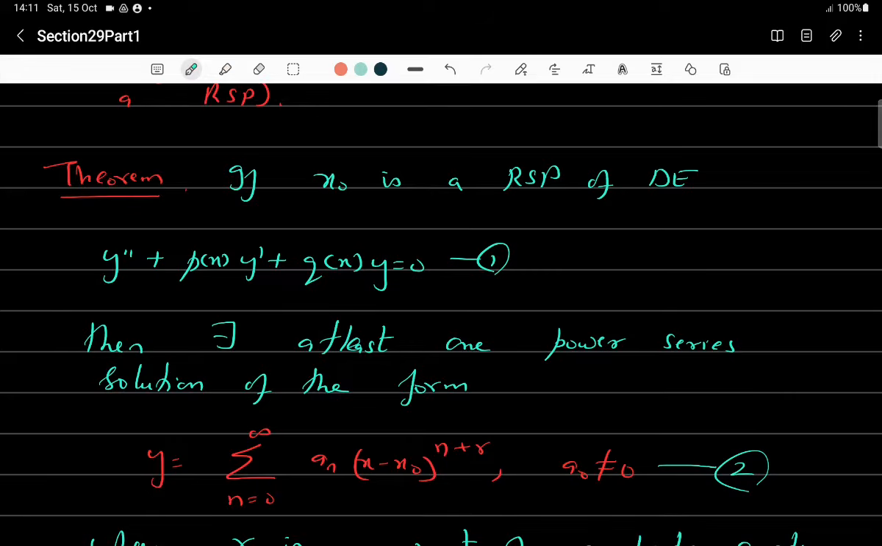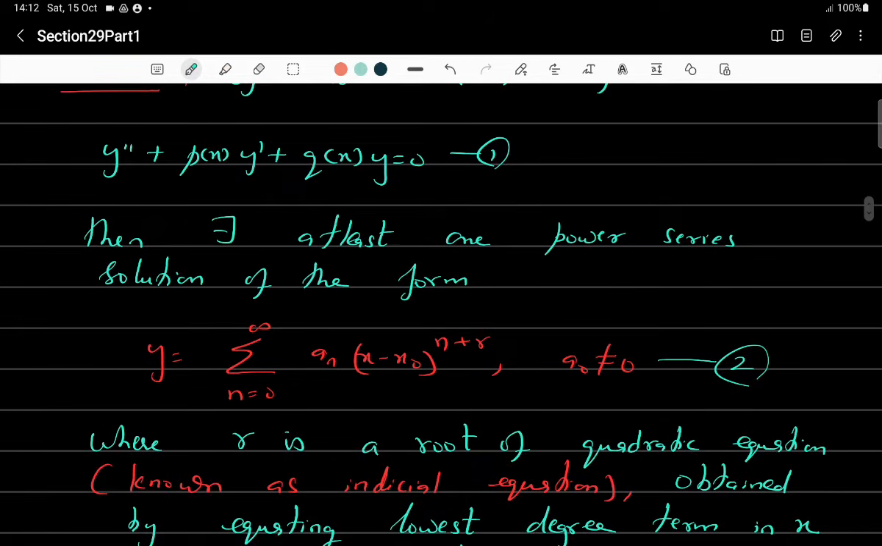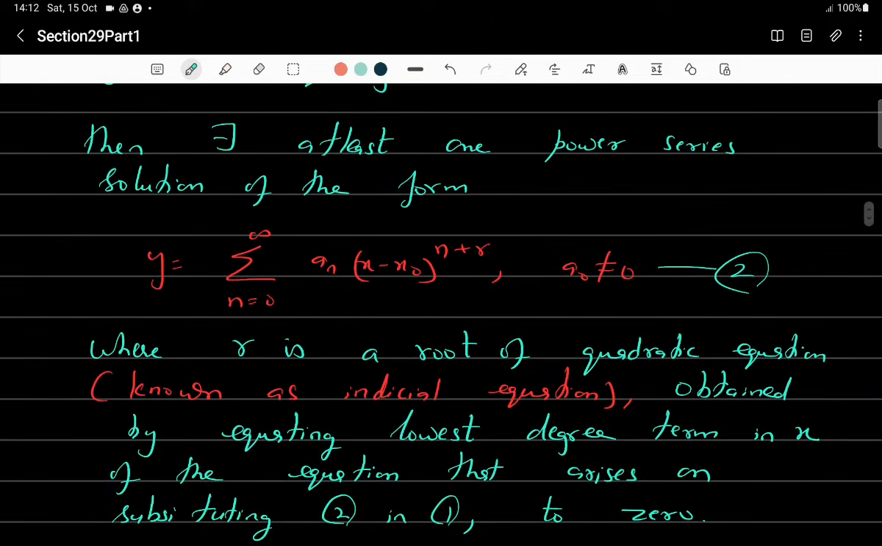Therefore, to write down the power series solution we must find the values of r, where r is a root of the quadratic equation which we call the indicial equation. It is obtained by equating the lowest degree term in x of the equation. We get this equation by substituting the solution into the given equation and then equating the coefficient of the lowest degree term to 0. So this gives us an indicial equation which is quadratic, so it would have two roots.